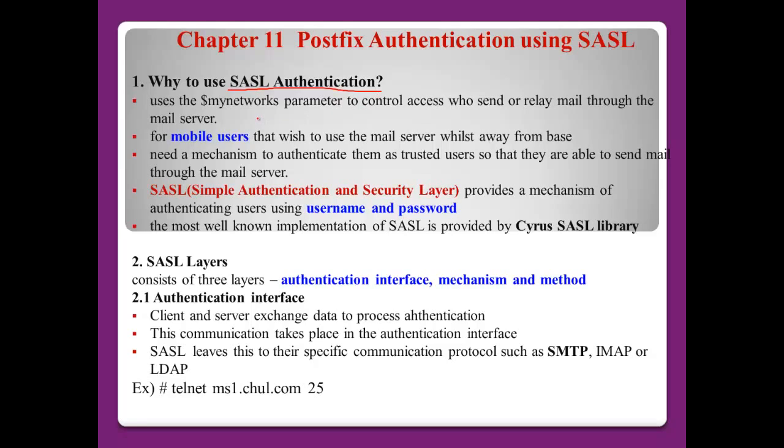Normally, Postfix supports authentication using my network parameters. So if a user belongs to my network parameters, they can access and send relay mail through this Postfix at any time. But let's imagine mobile users wish to use the mail server away from this base. In this case, these mobile users cannot access the mail server because they don't belong to my network.